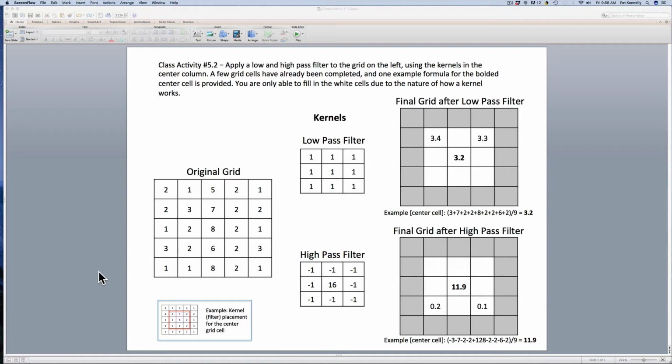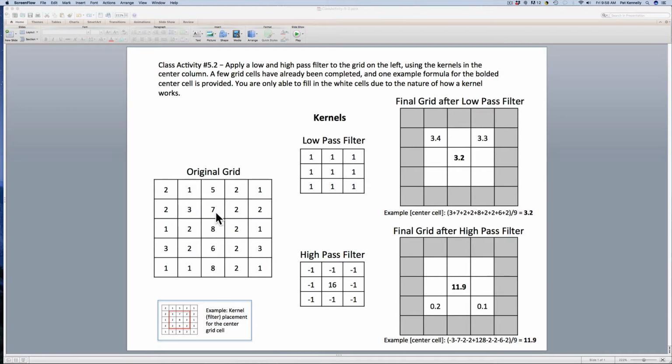So let's talk about how we would run a filter over an image or a grid, such as in this class activity. What we see here is our original grid. And this could be anything. It could be a digital elevation model. For remote sensing, it could be one band of data, one band of the imagery, such as what was recorded in the red portion of the electromagnetic spectrum.